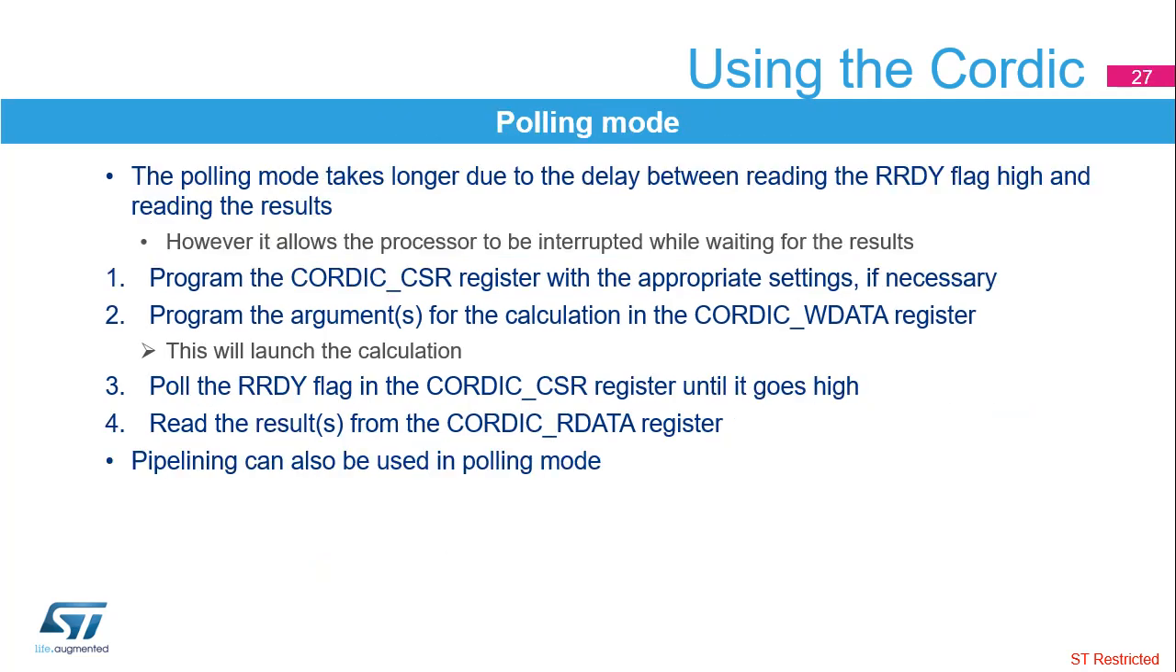The sequence described in this slide summarizes the use of the Cordic IP in polling mode. When a new result is available in the Cordic R data register, the R ready flag is set in the Cordic CSR register. The flag can be polled by reading this register. It is reset by reading the Cordic R data register once or twice, depending on the NRES field of the Cordic CSR register. Polling the R-ready flag takes slightly longer than reading the Cordic R data register directly, since the result is not read as soon as it is available.